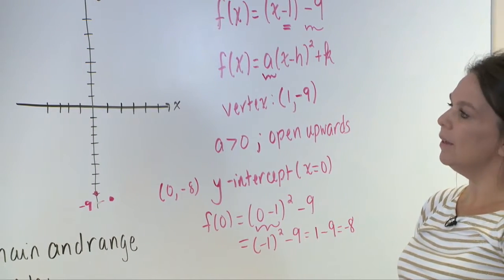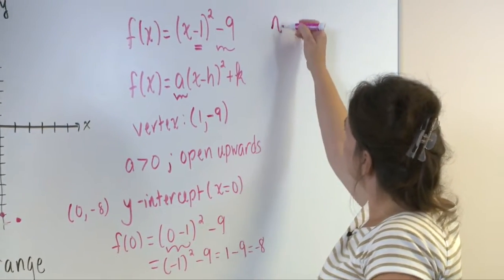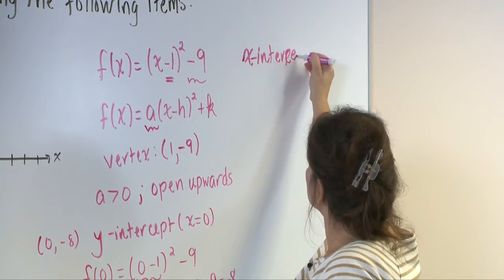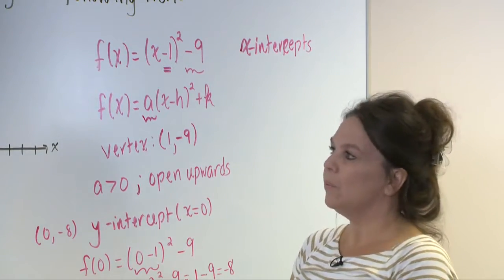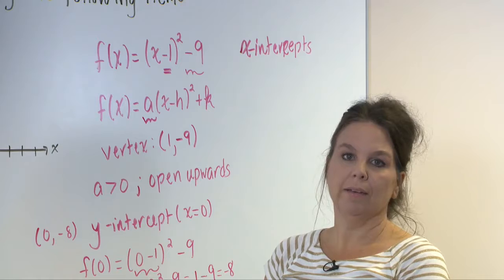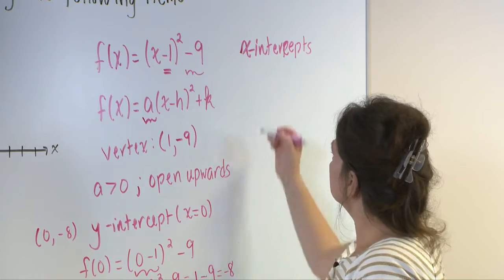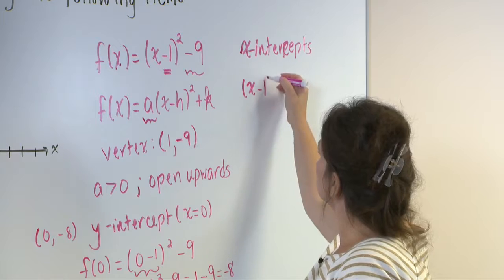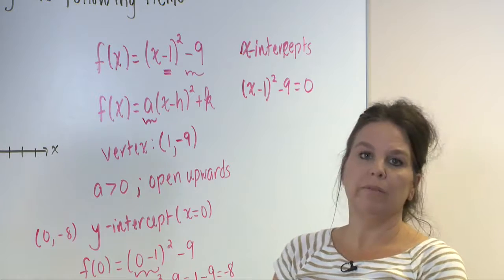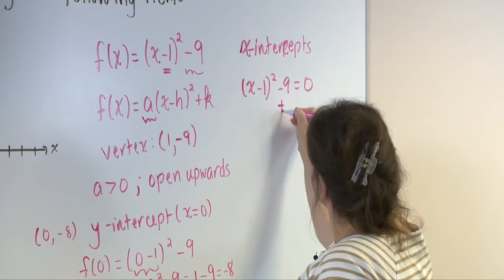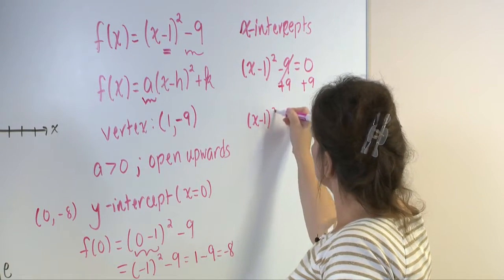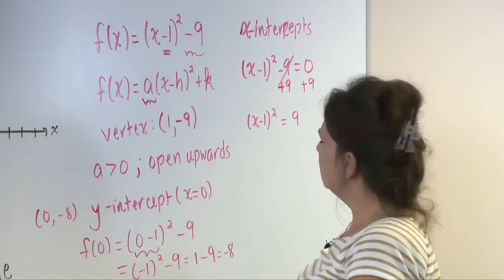The next thing we want to find are the x-intercepts. The x-intercepts are when y is equal to 0. If we would take our function and set it equal to 0 and solve for x, that would be our x-intercepts. So we have (x minus 1) squared minus 9 is equal to 0, and we want to solve this for x. We do so by adding 9 to both sides of the equation, and we have (x minus 1) squared is equal to 9.